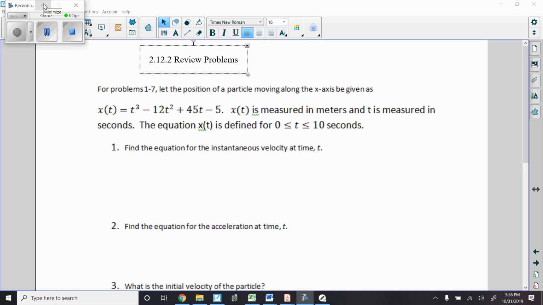We're back with some sample problems from 2.12.2 review. So let's take a look at them. The first part here is no calculator.